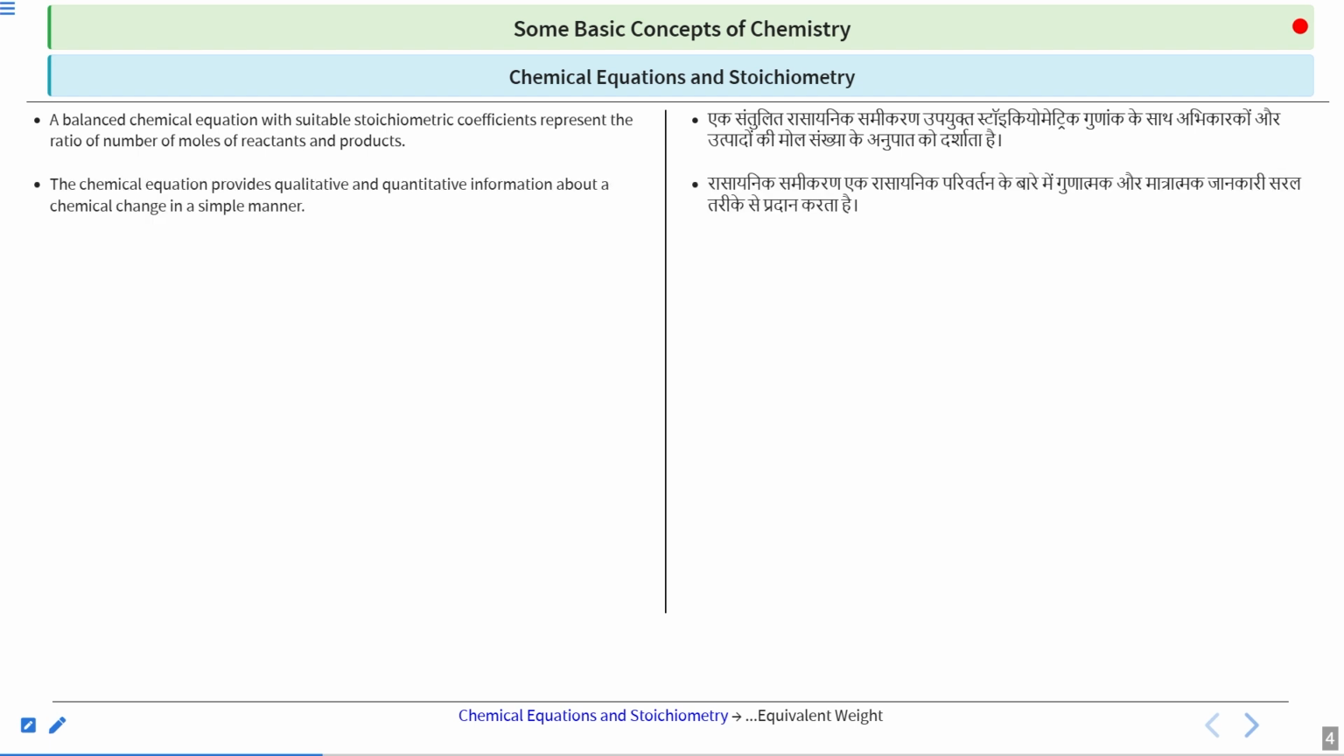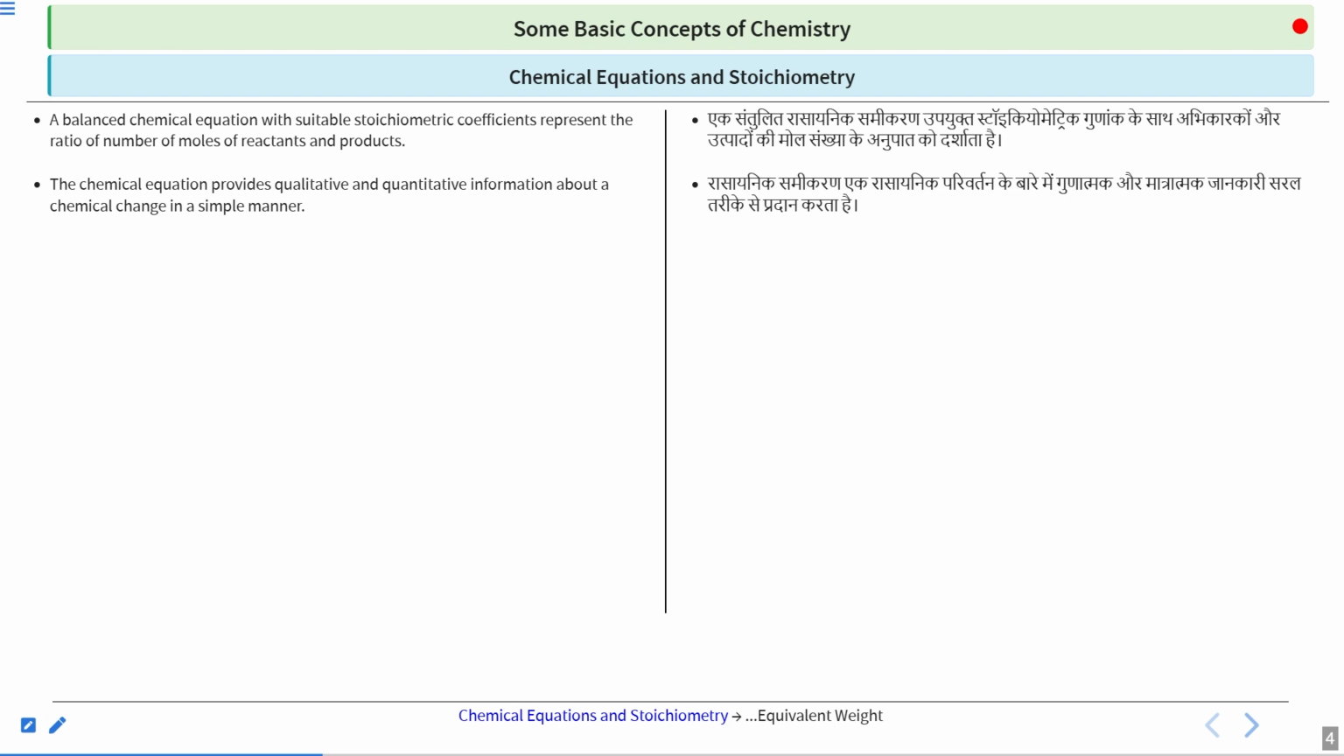Now, if we talk about the chemical equation utility, it tells about both qualitative and quantitative information. So what is the meaning of this? Suppose you are forming ammonia with the help of nitrogen and hydrogen. Then by writing the balanced chemical equation, first of all, you will be able to know what mole of what will give what mole of ammonia. So you are able to quantify the number of moles or the number of molecules, right?